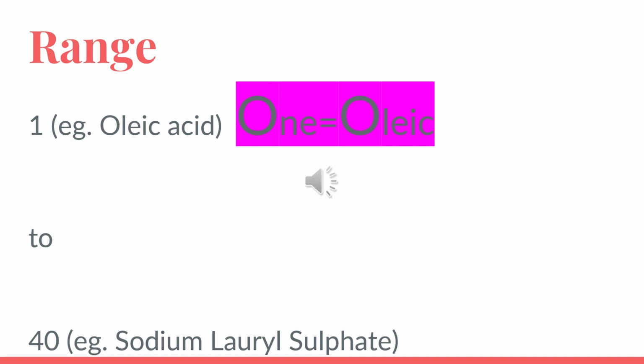We can remember the HLB value of oleic acid by remembering the letter O. Oleic acid starts with the letter O. Similarly, 1 looks like O. That means 1 is the HLB value of oleic acid. Just remember the letter O.